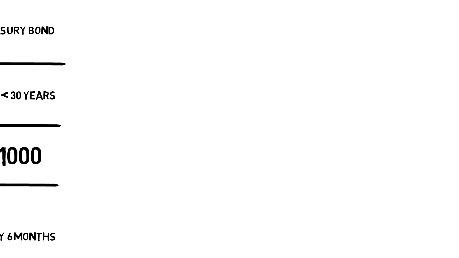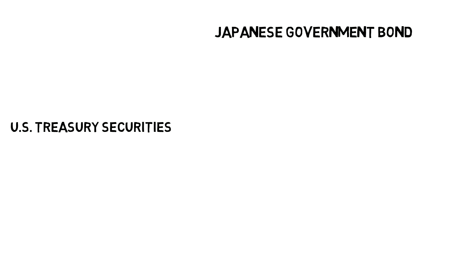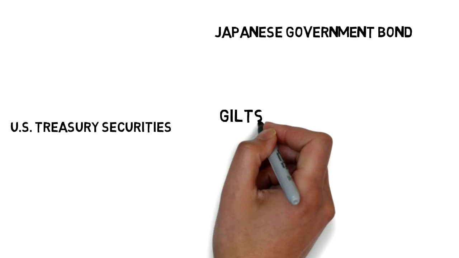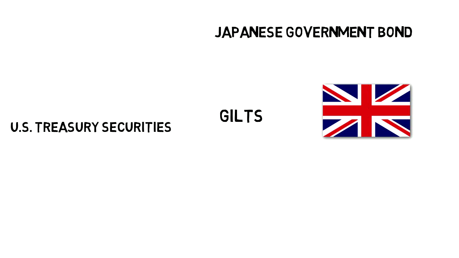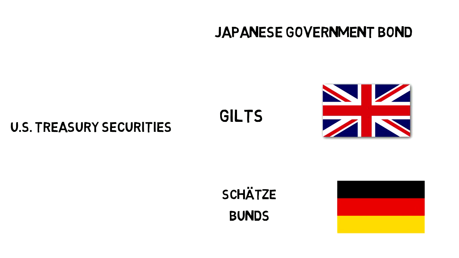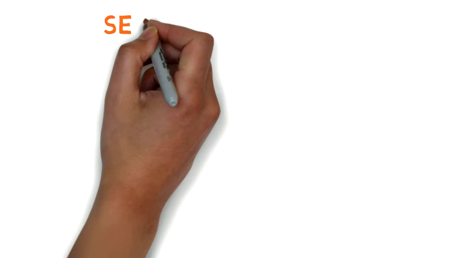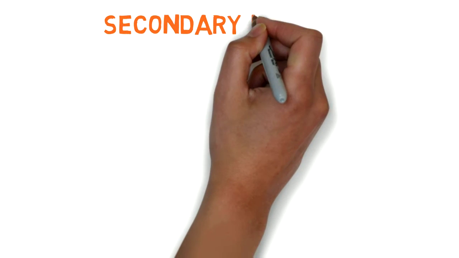Other countries also issue debt securities that are the equivalent of US Treasury securities. These include Japanese government bonds, gilts, issued by the British government, and Schatz bonds issued by the Federal Treasury of Germany. After initially selling through an auction, bonds are traded in the secondary market where their prices fluctuate continuously. So why and how does this happen?